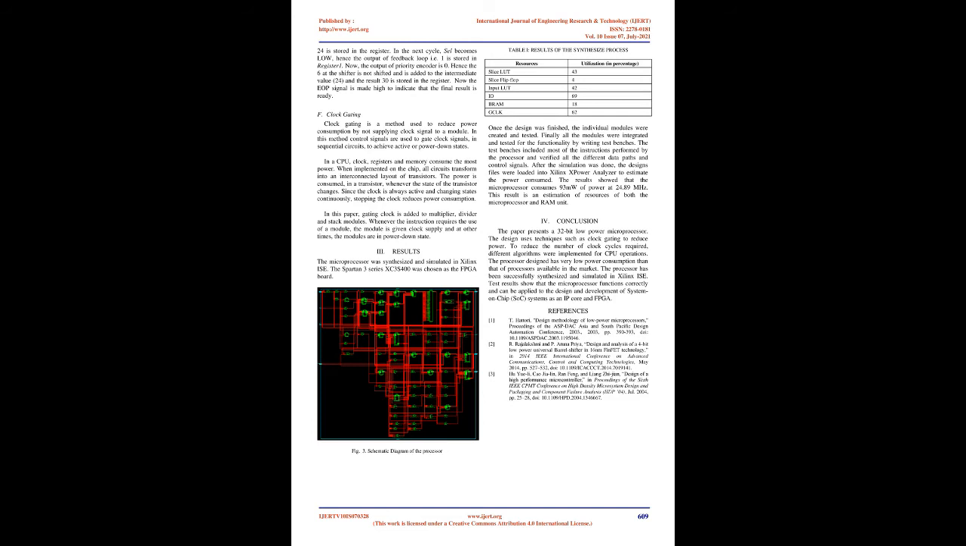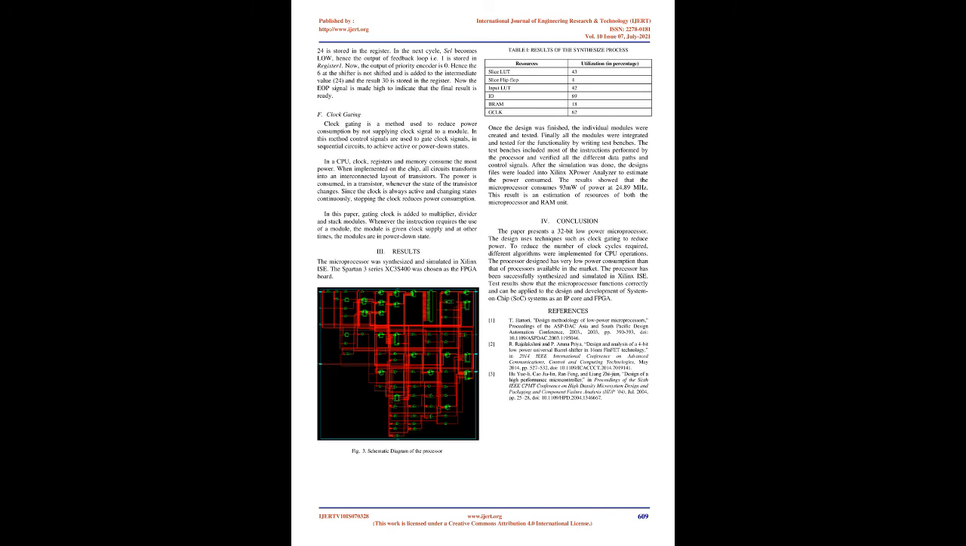Table I, results of the synthesis process. Resource utilization, in percentage: Slice LUT 43, Slice flip-flop 4, Input LUT 42, IO 69, BRAM 18, GCLK 62. Once the design was finished, the individual modules were created and tested. Finally, all the modules were integrated and tested for the functionality by writing test benches.